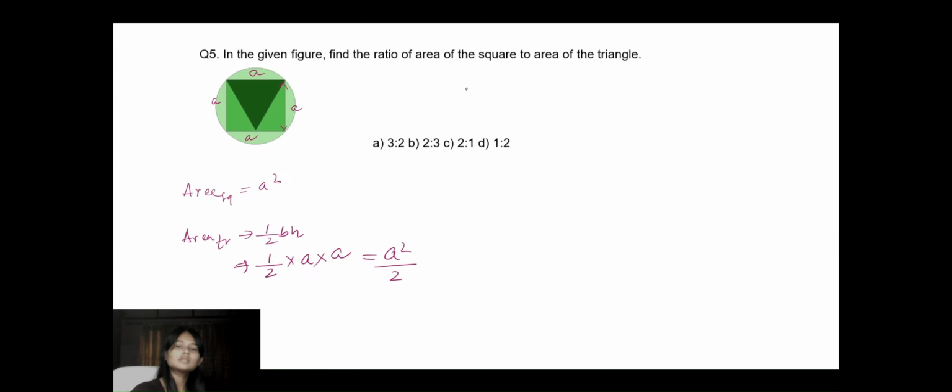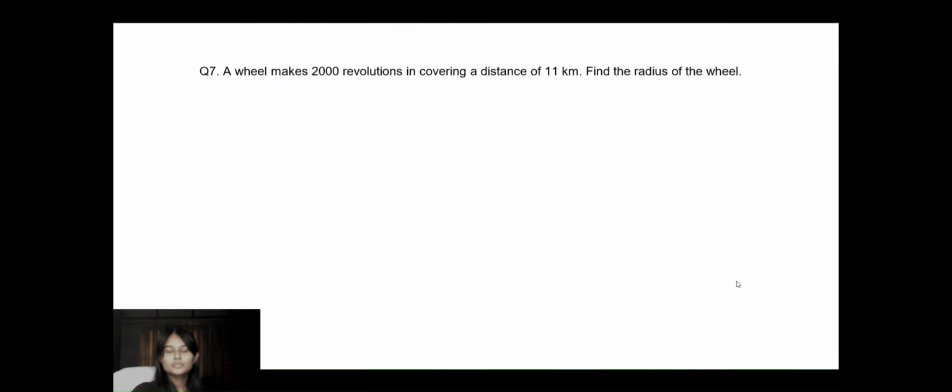Now what they've asked us is the area of the square to the area of the triangle. So A square colon A square by 2. That is nothing but 2 colon 1. So I can see option C is correct for us.